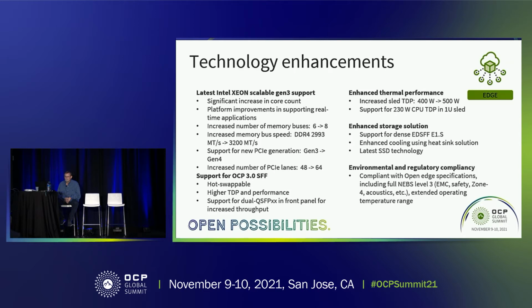The amount of memory buses is increasing from 6 to 8, and at the same time the memory bus speed is increasing up to 3200 mega transfers per second. The PCIe buses are now of generation 4, so effectively doubling the speed of the lane or the bus, and at the same time also the count of PCI lanes is increasing from 48 to 64.